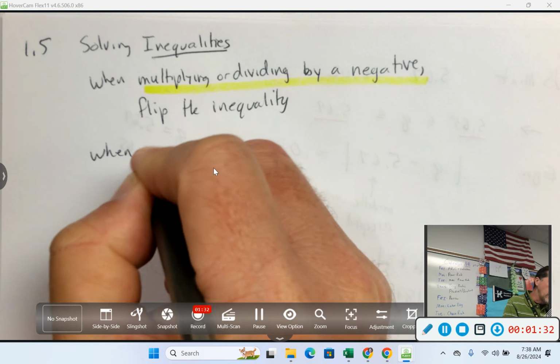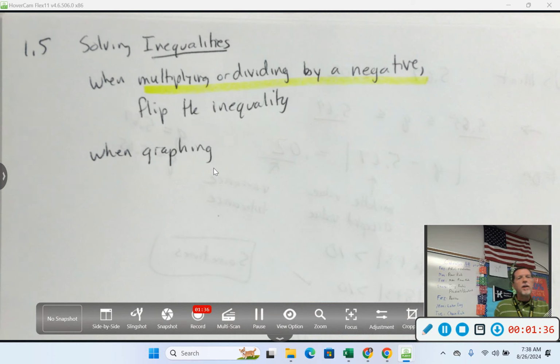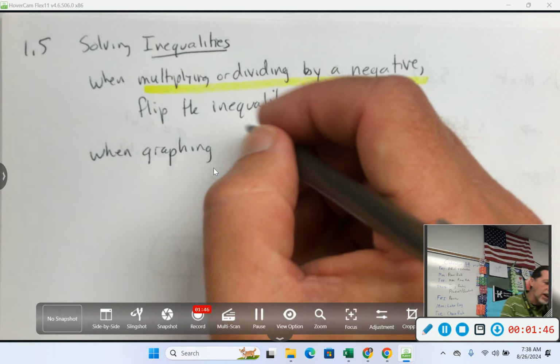I guess the only other thing is that sometimes we want you to graph on a number line. And what are we thinking about after we solve it and go to the number line? There's kind of one thing you're thinking about, the open and closed circle thing.